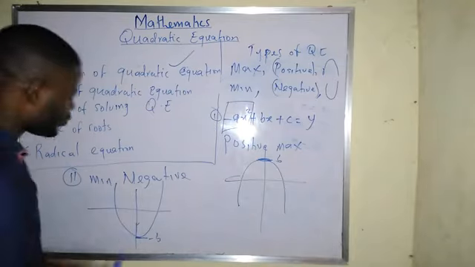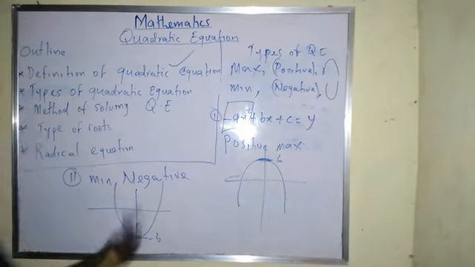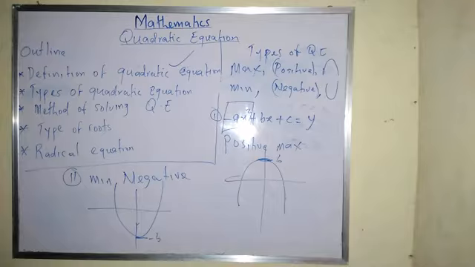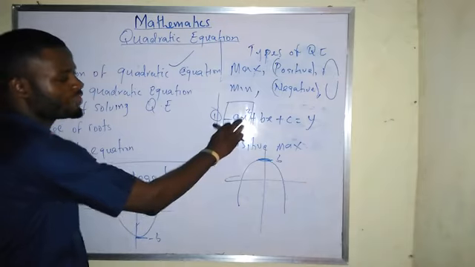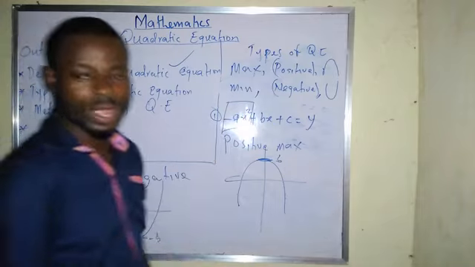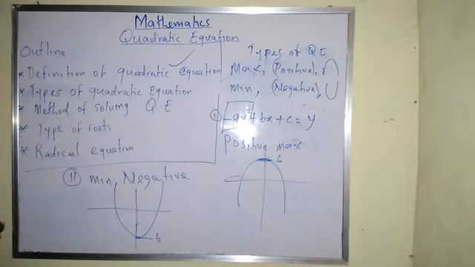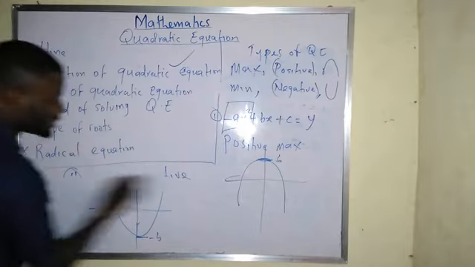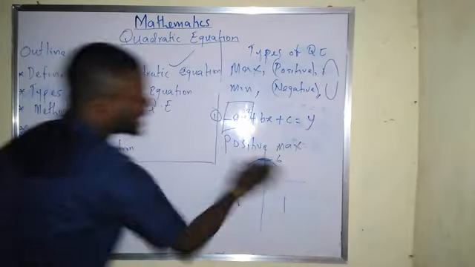When you plot your graph, what will differentiate it? One will be cap, one will be cup. That is the type of quadratic equation. Don't forget, it is the coefficient of x squared that determines whether it's positive or negative. Please take note of that. It's very, very important. When we are on graph, we are going to work more on that aspect.